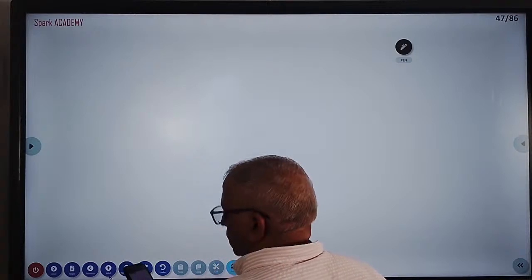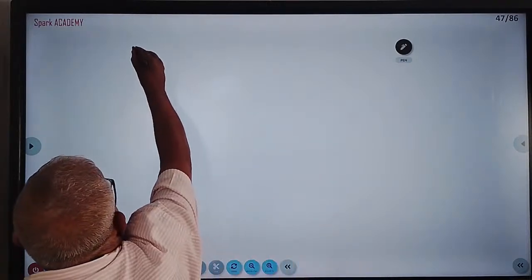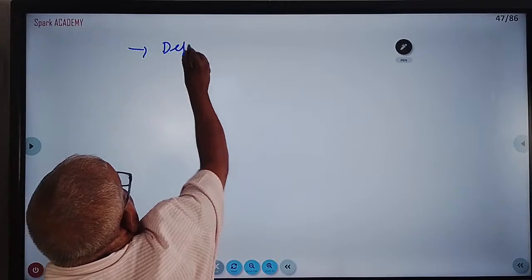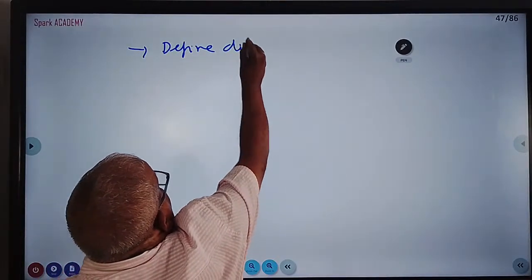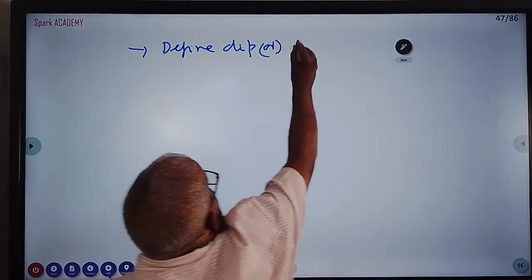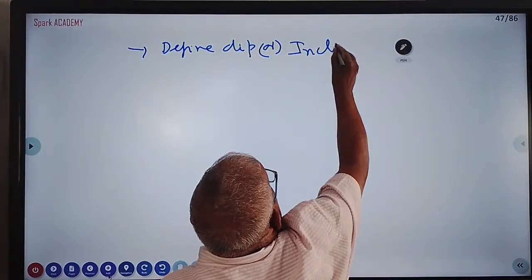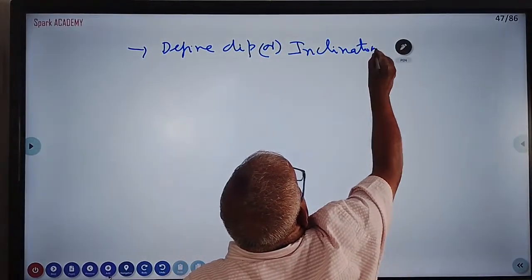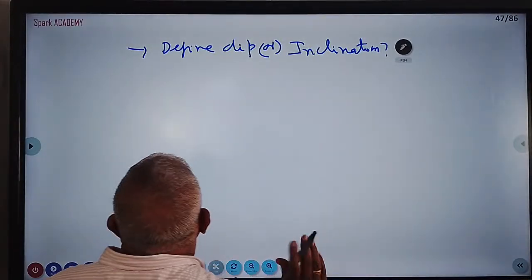define dip. Question is define dip or inclination. Declination is different, inclination is different. Define dip or inclination. Definition.